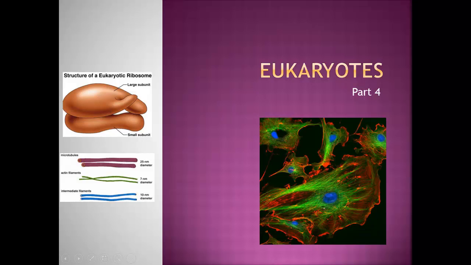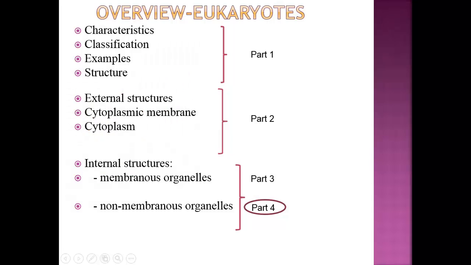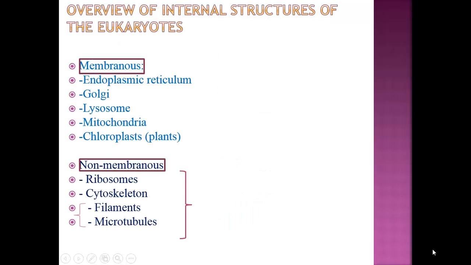Now let us look at part 4 of the study of eukaryotes, which is the last part. In this part 4, we will focus on the non-membranous organelles, which are part of the internal structures of eukaryotes. The non-membranous organelles are ribosomes and cytoskeleton. The cytoskeleton is made up of filaments and microtubules.